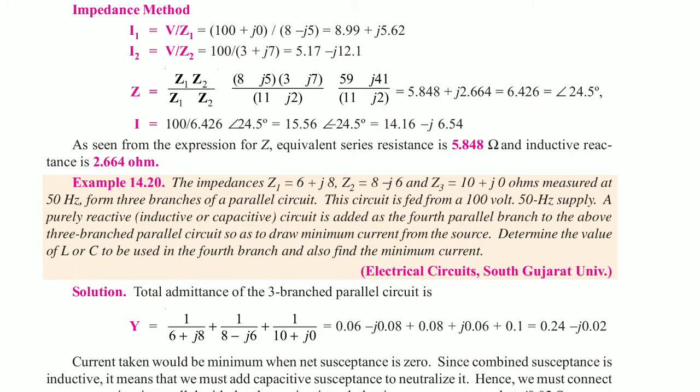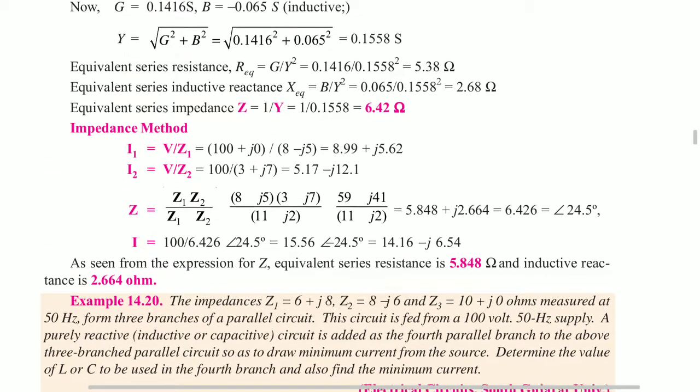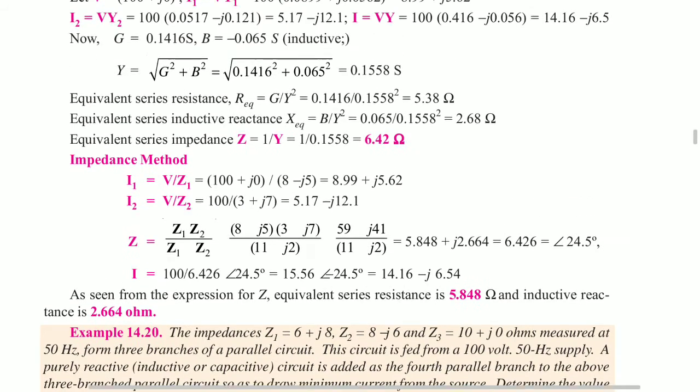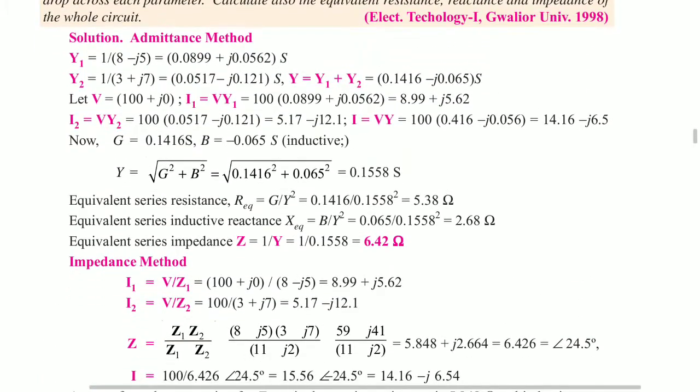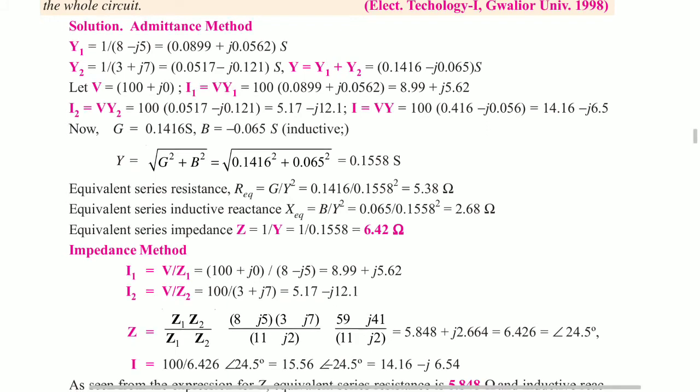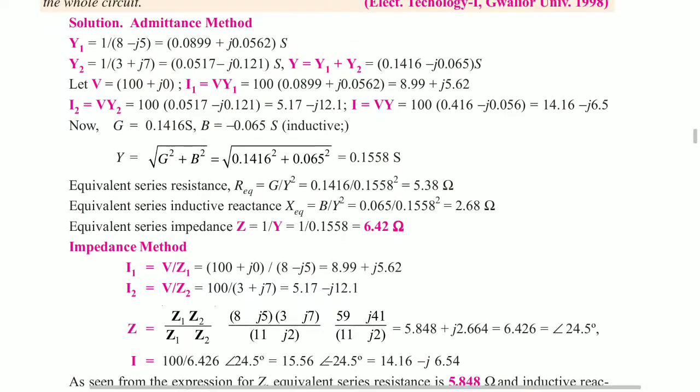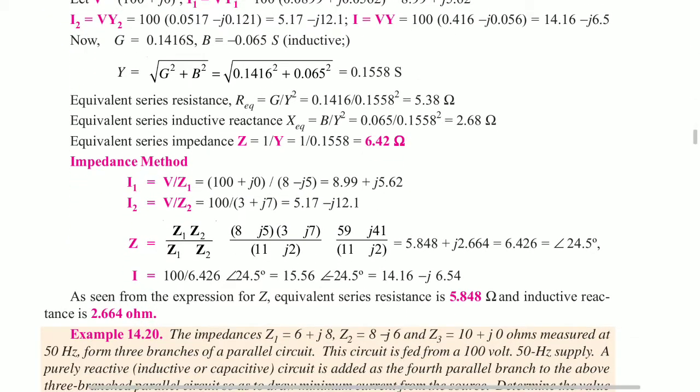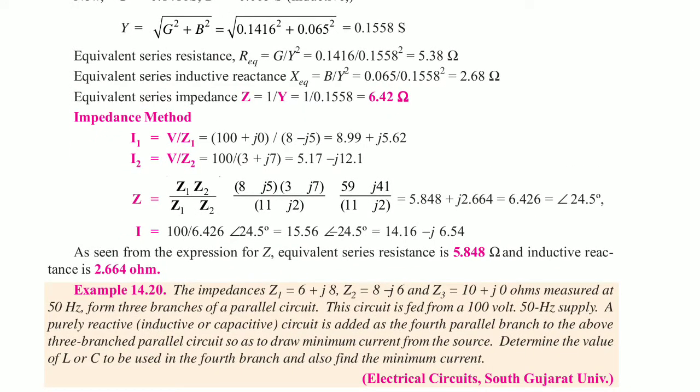As seen from the expression for Z, the equivalent series resistance is 5.848 and the inductive reactance is 2.664 ohms. So this is the problem solved in two methods, admittance and impedance. Both values are the same in the two methods.